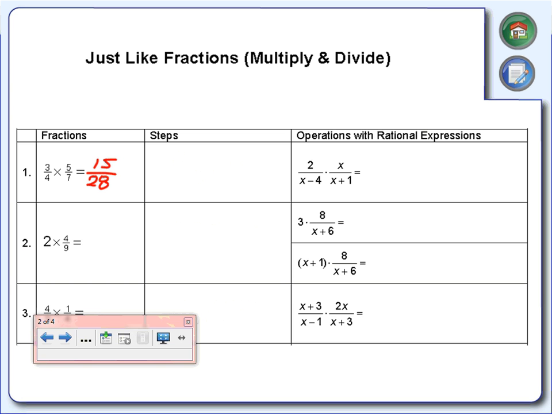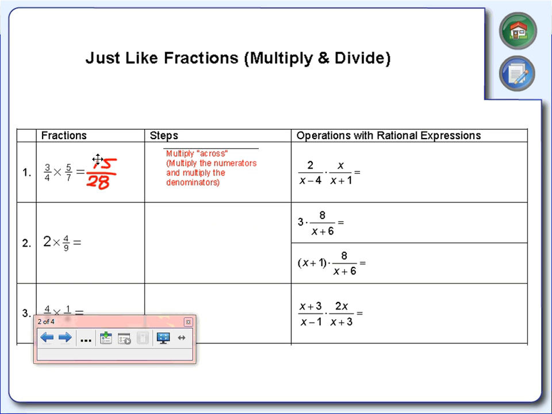Then, of course, if you can reduce the fraction, you would want to do that as well. However, 15/28 cannot be reduced, so there it is. That's the answer to number one. So, what were the steps involved in multiplying those two fractions? All you did was multiply straight across. You multiply the numerator with the other numerator and the denominator with the other denominator. That's all you're doing when you're multiplying fractions. Straight across. Nothing fancy.